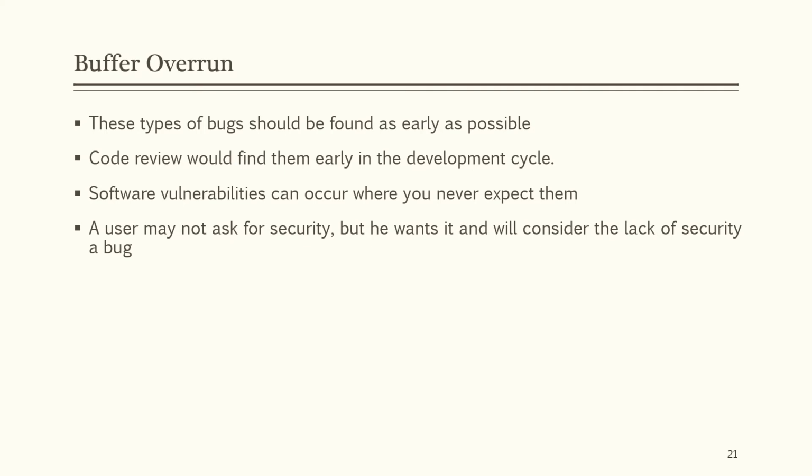So these types of bugs should be found as early as possible. Code review would find them early in the development cycle. Software vulnerabilities can occur where you never expect them. A user may not ask for security, but he wants it and will consider the lack of security a bug.